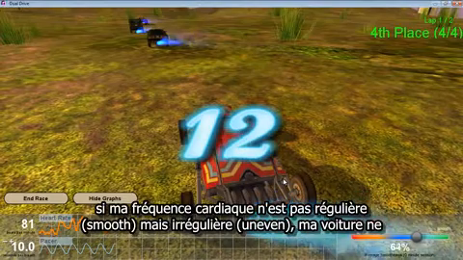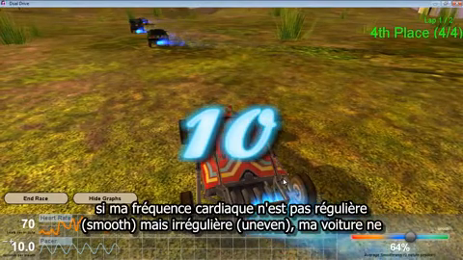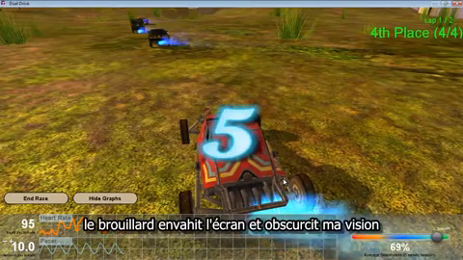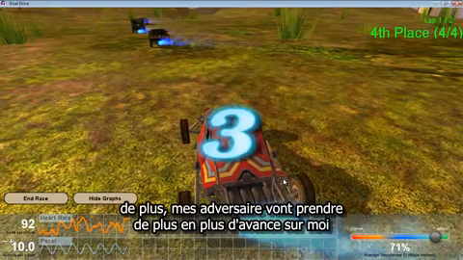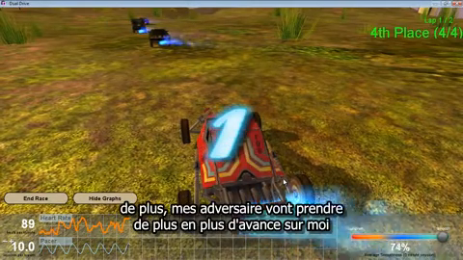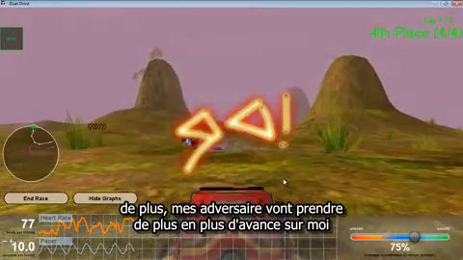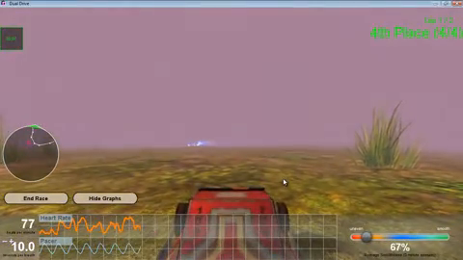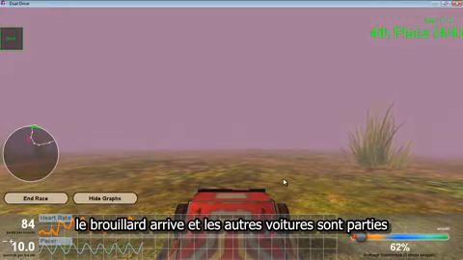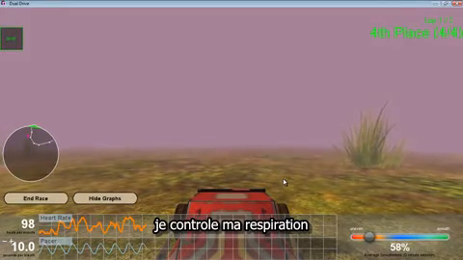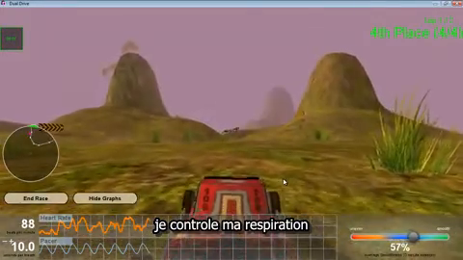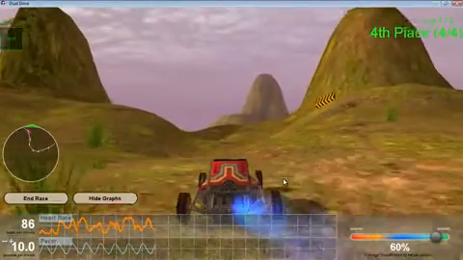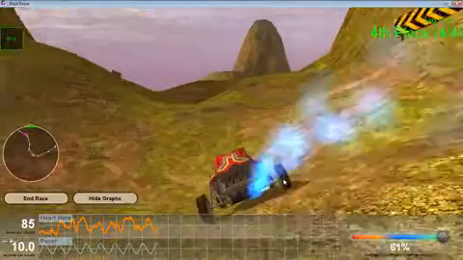So if my heart rate is not smooth, if it's uneven, then my car will not be able to drive. This fog will come in and obscure my vision. In addition, the other cars will of course get further and further ahead of me. So here's the fog coming in, the other cars are going. Now I'll just do some gentle breathing. See my heart rate becoming more smooth.